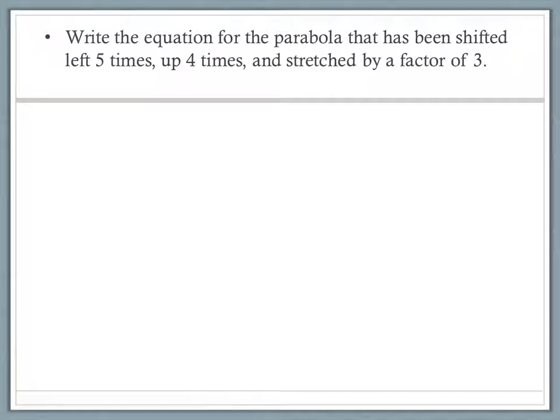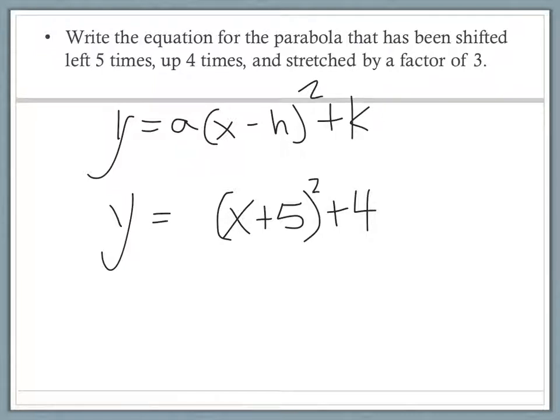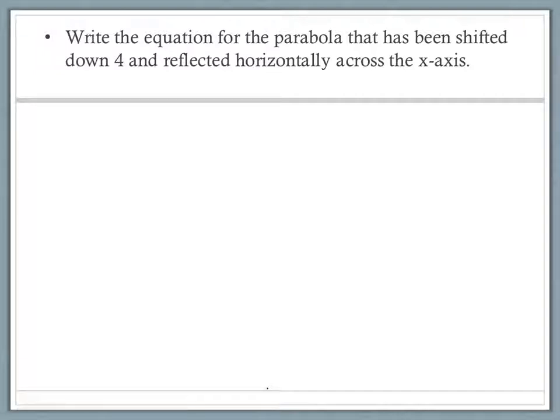It says write the equation for the parabola that has been shifted left 5, up 4, and stretched by a factor of 3. Remember, our equation is y equals a(x minus h) squared plus k. It's shifted to the left 5, so that tells me this would be x not minus 5, but plus 5, squared. It was up 4, so it's plus 4 for my k. And a is our stretch or compression. It's stretched by a factor of 3, so a is going to be 3. And that's my equation.